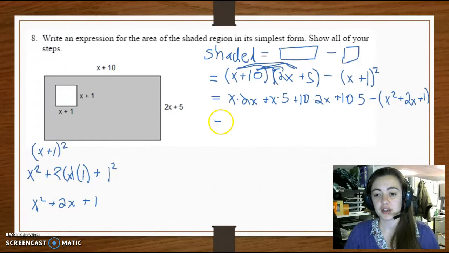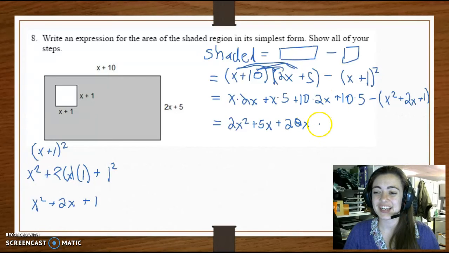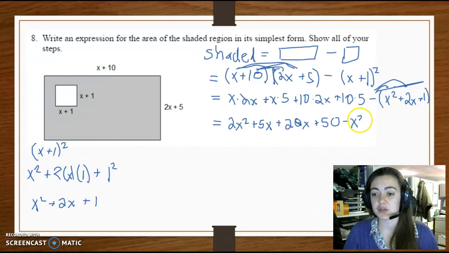So let's start simplifying. x times 2x is 2x squared. 5 times x is 5x. 10 times 2x is 20x. And 10 times 5 is 50. Now remember that here we're subtracting, but we have to distribute that subtraction. So we get minus x squared minus 2x minus 1.